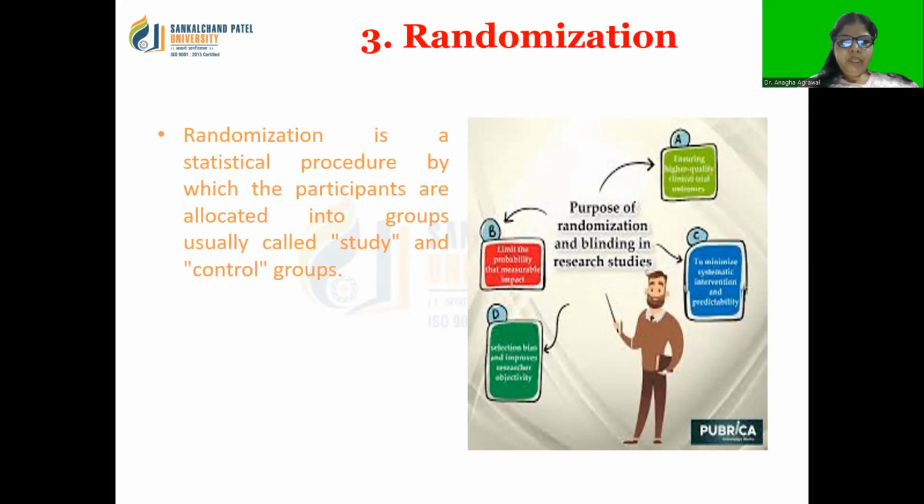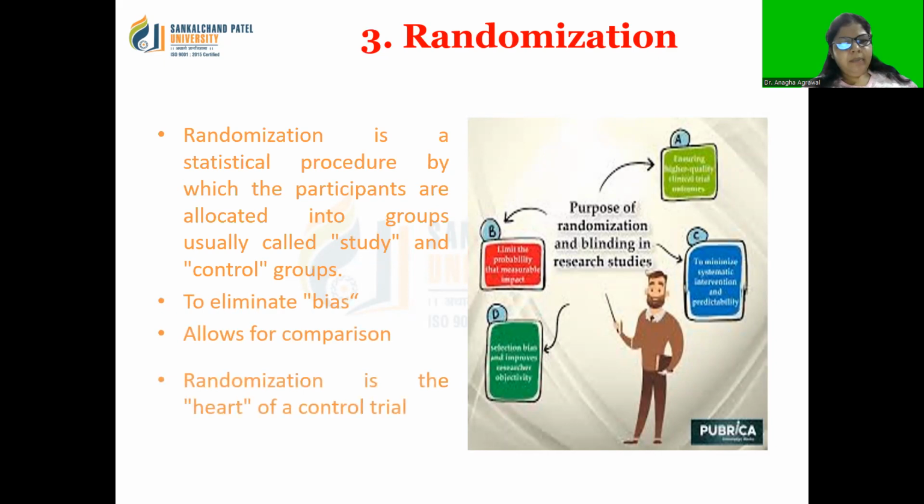So what is randomization now? Randomization is a statistical procedure by which the participants are allocated into groups, usually called study or control group. So randomly you have to take those samples, and randomly assign them to either a case or a control group. This is done to eliminate bias and allows for comparison, and randomization is basically the heart of controlled trials. If there is no randomization, the study is said to be erroneous and we do not accept that study. So it is very important to have randomization in any controlled trial.